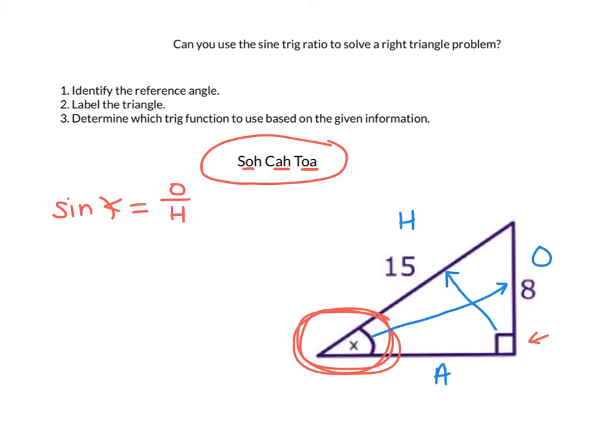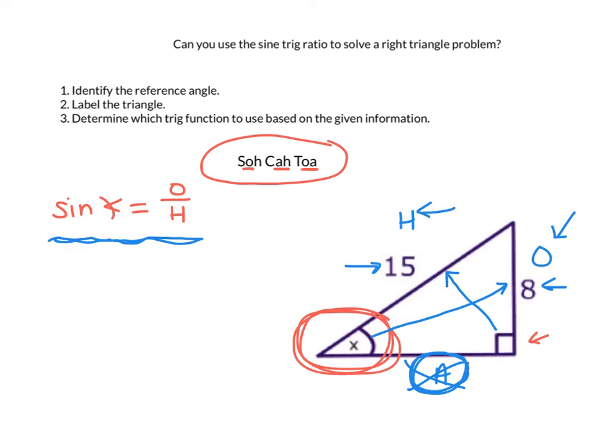Step 3 is a little more vague. It says determine which trig function to use based on the given information. So what I need to do is look at the information they gave us before I started labeling. They gave us an 8 and they gave us a 15, and this side here had no value. So I'm going to cross out the adjacent side, because I'm not going to be able to use it since I don't know anything about it. So the values that they gave me that I can work with are my opposite and my hypotenuse.